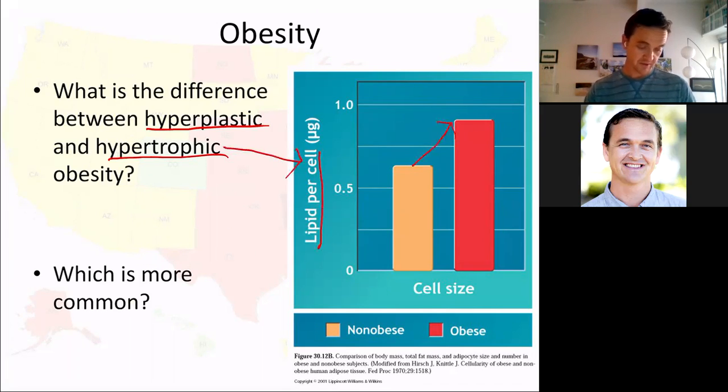So we see both, right? So we see both hypertrophic obesity and hyperplastic obesity. And usually in people who are obese, they have more fat cells and they have larger fat cells. Okay, so there's not really a big difference there as far as when somebody's obese, they're going to have both large cells and many cells.